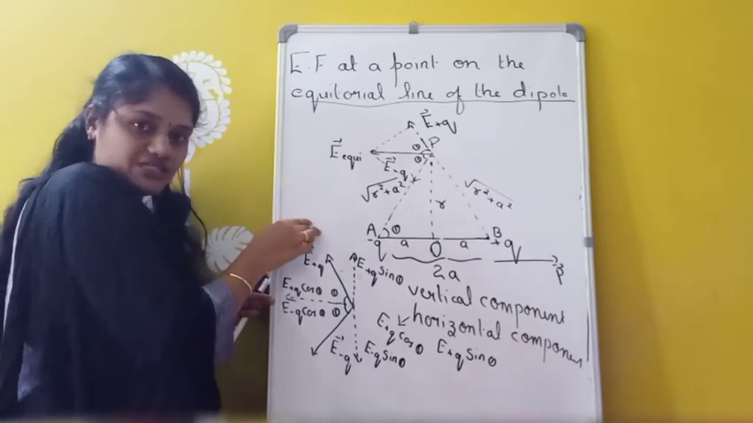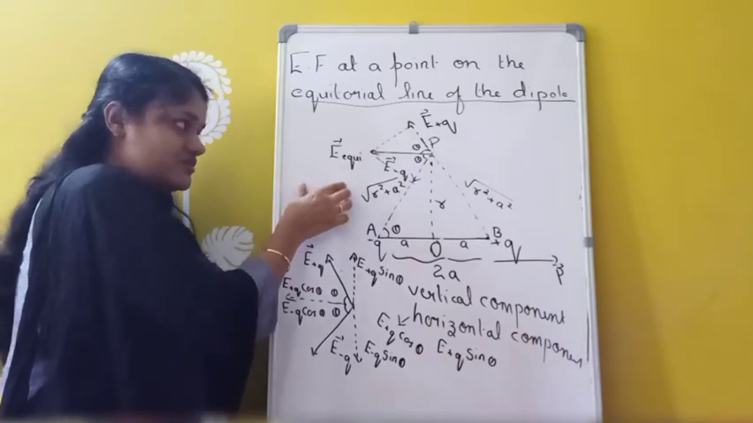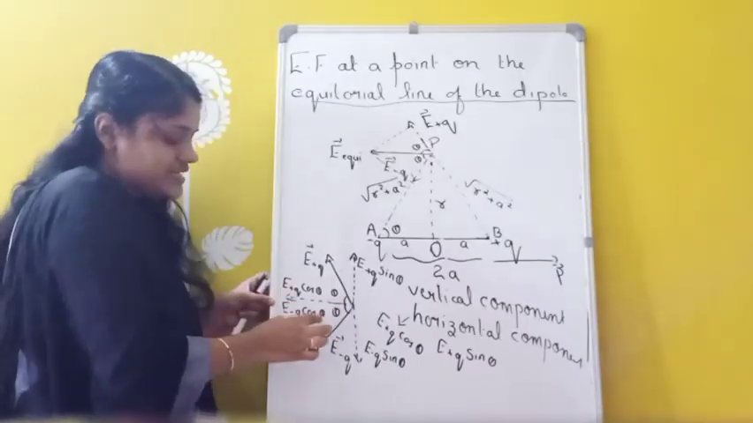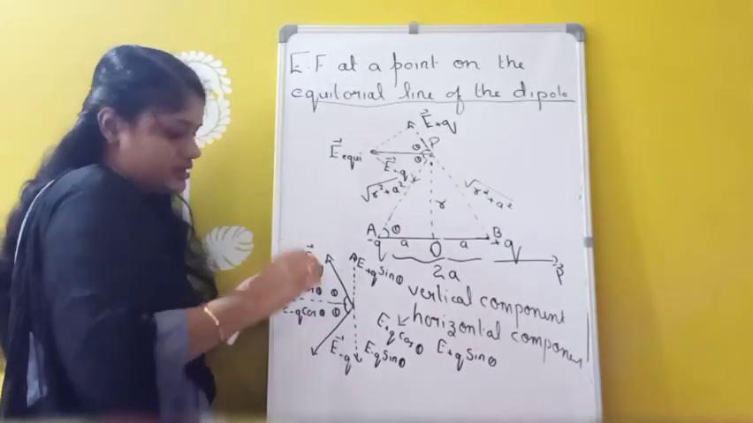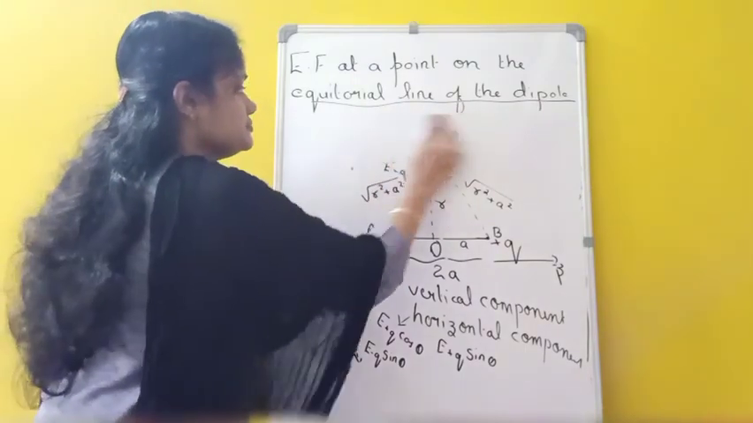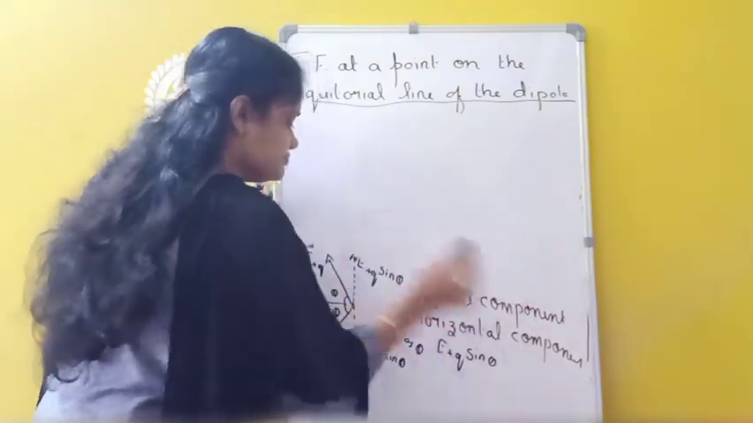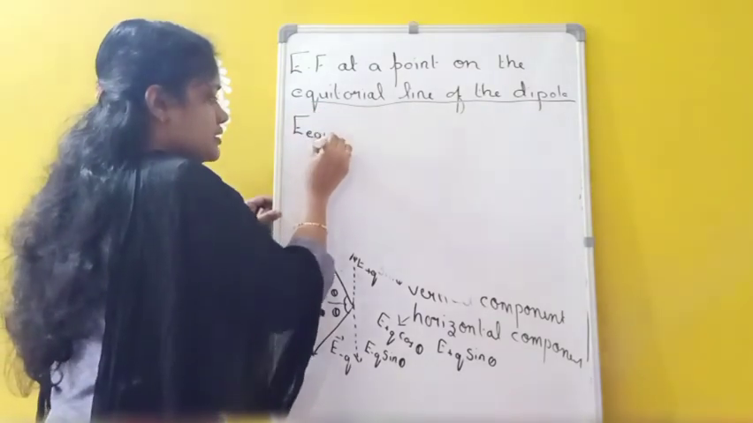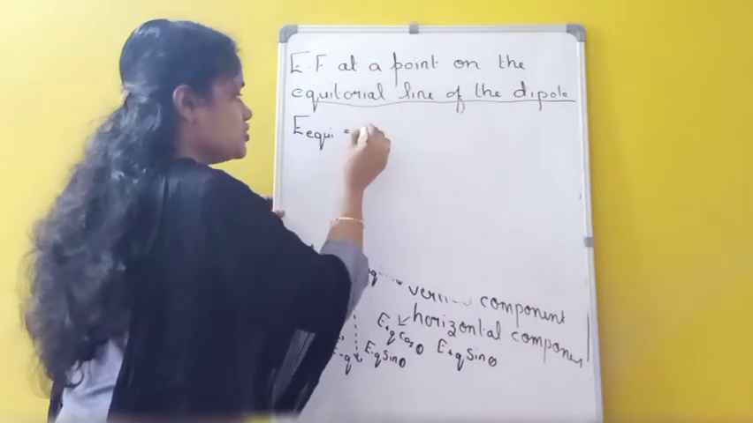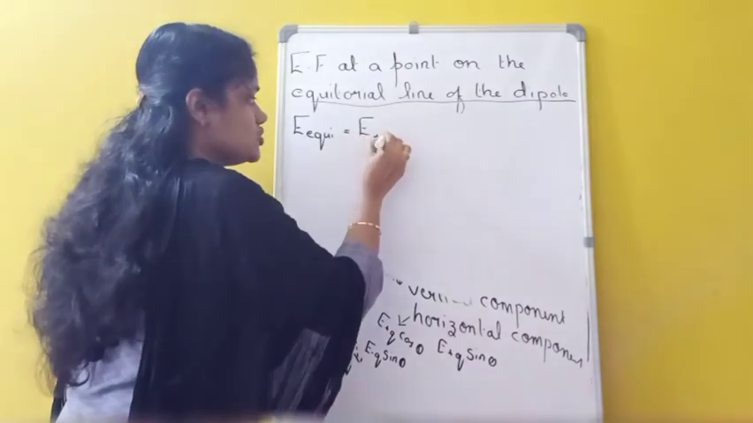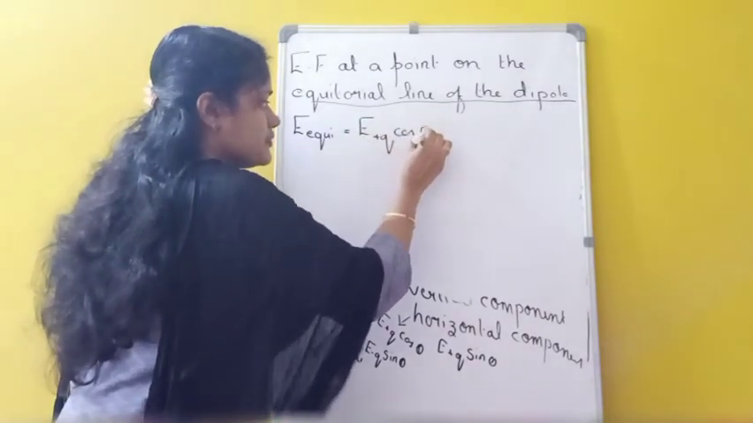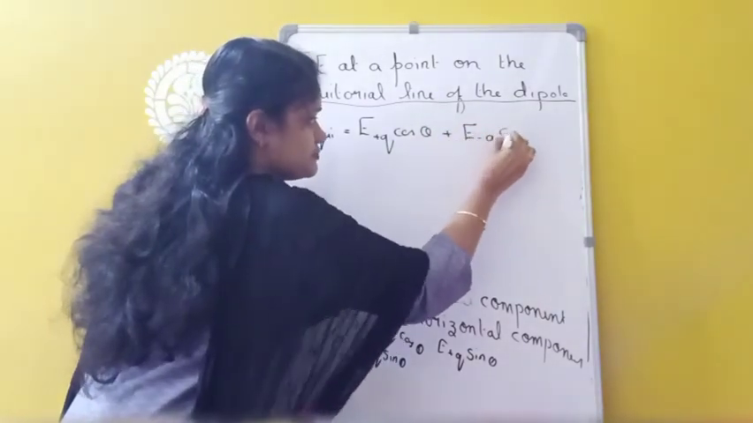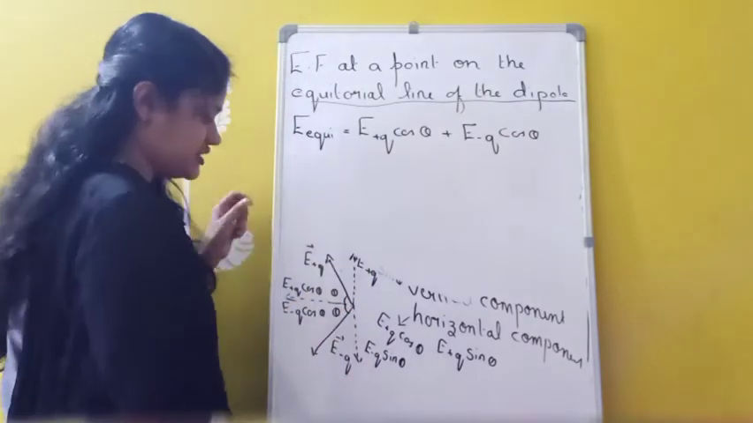So in order to find the net electric field at this point P, we have to add E plus Q cos theta and E minus Q cos theta. Clear? So the net electric field in the equatorial line, that means we have to add E plus Q cos theta and E minus Q cos theta.